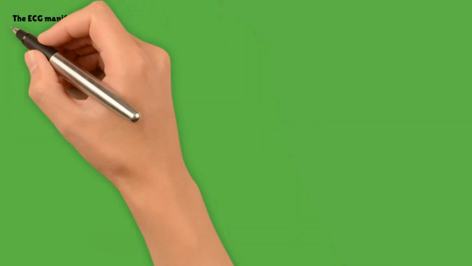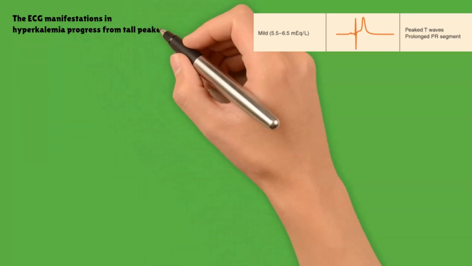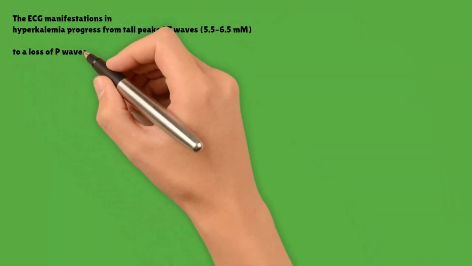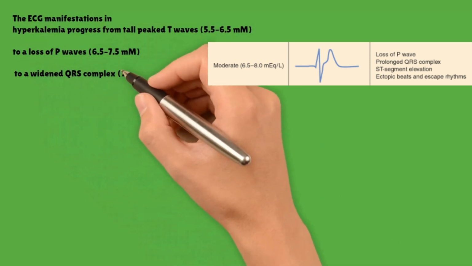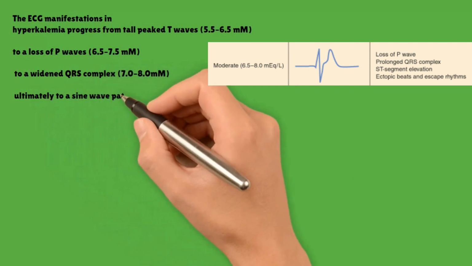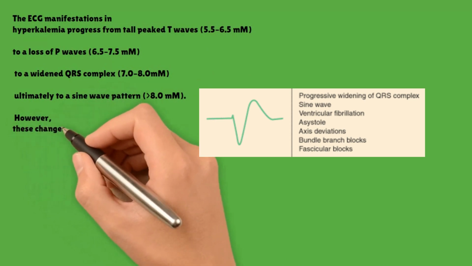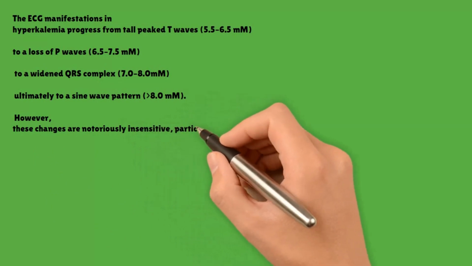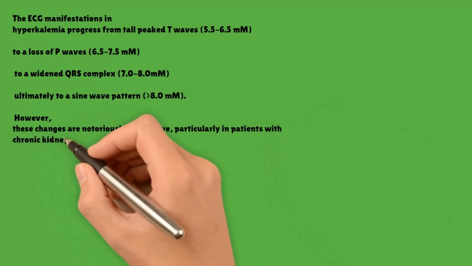Look, the ECG manifestations in hyperkalaemia progress from tall and peaked T wave, at 5.5 to 6.5 millimole, to the loss of P wave at 6.5 to 7.5 millimole, and to the widened QRS complex at 7 to 8 millimole, and ultimately to the sine wave pattern, which occurs at more than 8 millimole of potassium. However, these changes are notoriously insensitive, particularly in patients with chronic kidney disease or ESRD.